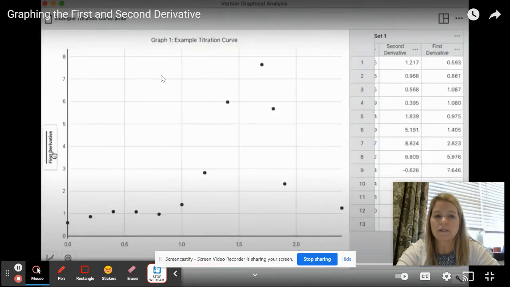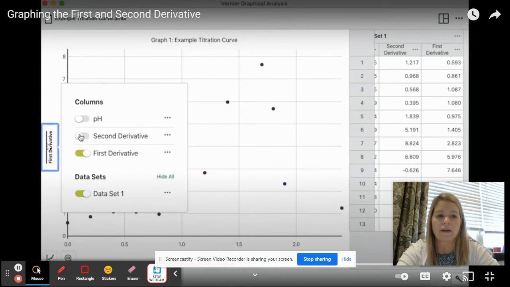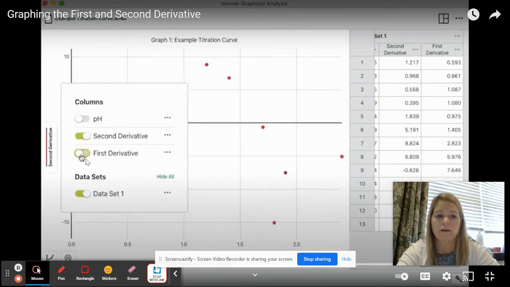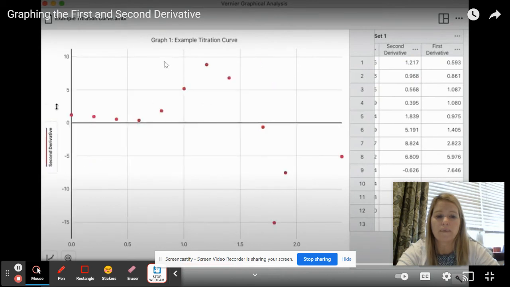So now it's going to look a little different. You have to click on the axis over here and click second derivative and click off first derivative. Okay, so now it looks like this. On the second derivative, we're looking at the inflection point. The inflection point where it crosses the x-axis is where we're going to have our equivalence point. It's harder to see because it's not connected, but imagine if there was a line connecting all this, where would it cross the x-axis? It looks like right here, which is pretty much where we were saying before, right?